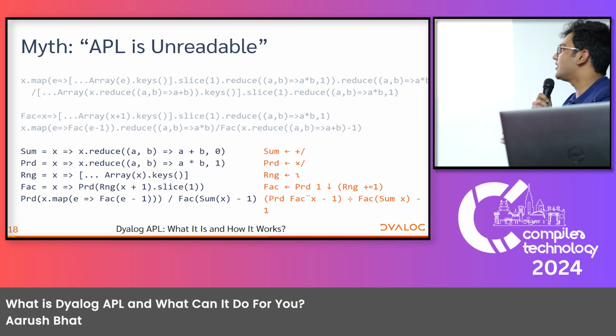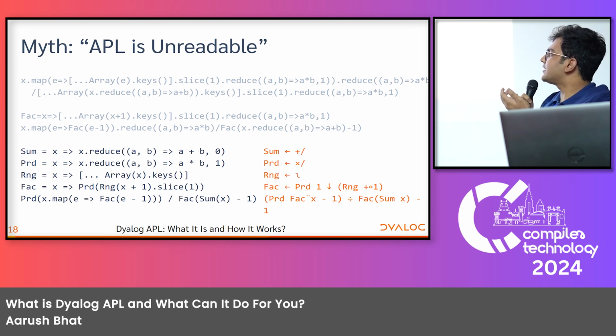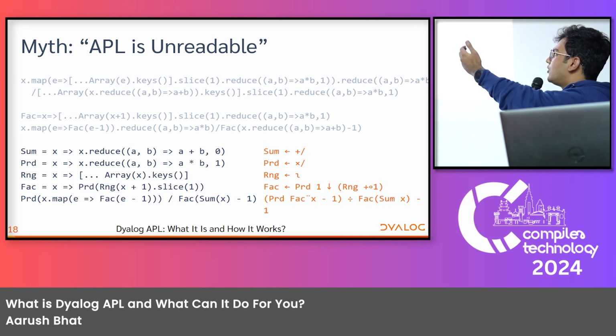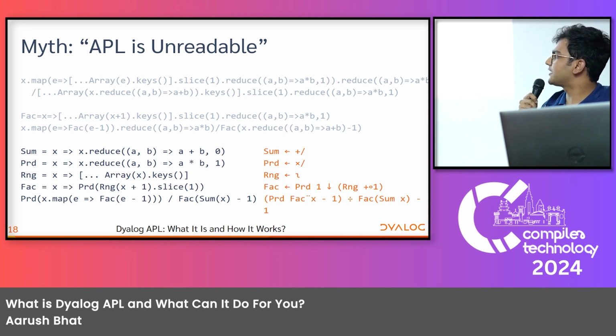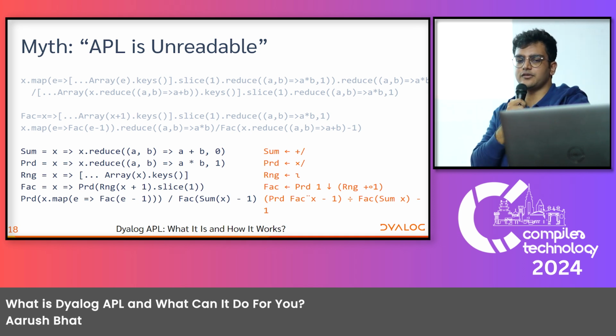So okay, now we can read some JavaScript code. This is fairly understandable. There's a sum of all of the elements of the array. There's a product of all of the elements of the array with a reduce. There is a function for ranges and a function for factorial and the mega function at the end. I'll show you what this looks like in APL.